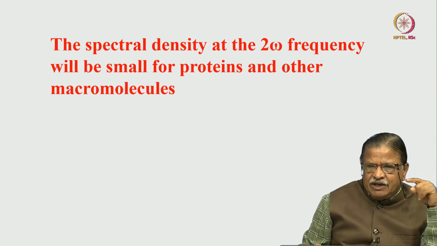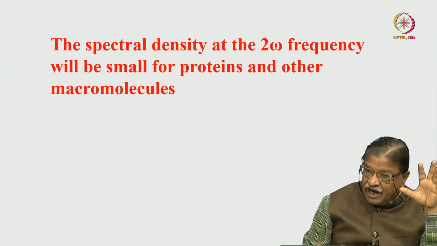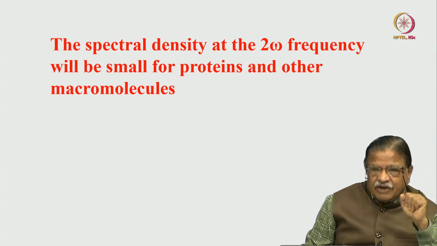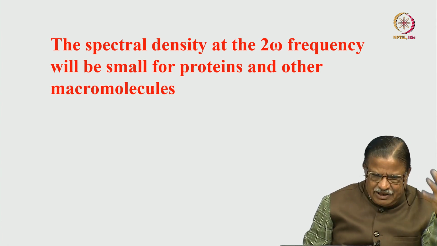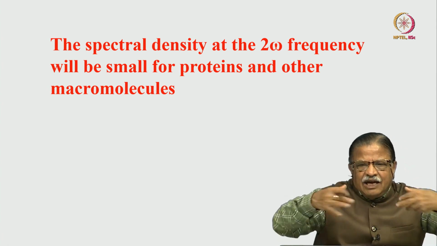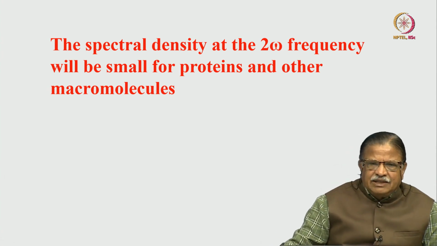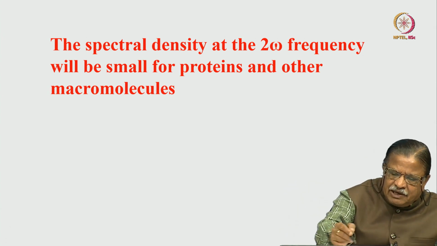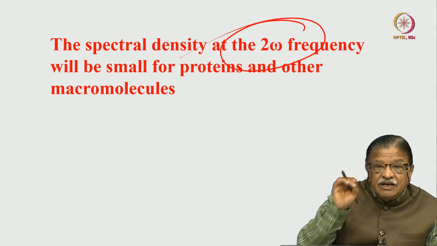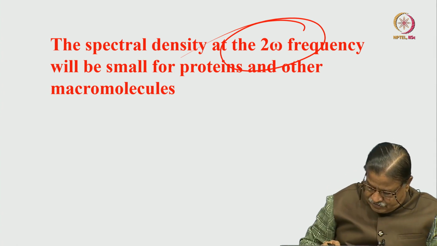The spectral density at twice the Larmor frequency, 2 omega, is very small for proteins and other molecules. Usually twice the Larmor frequency is a very high frequency, and the molecules have to rotate very fast. Usually proteins and others are very big molecules. You know that, they are all macromolecules. As a consequence, they cannot undergo rotation faster. The correlation time takes more time, so the spectral density function at twice the Larmor frequency is very small. This is especially for macromolecules.